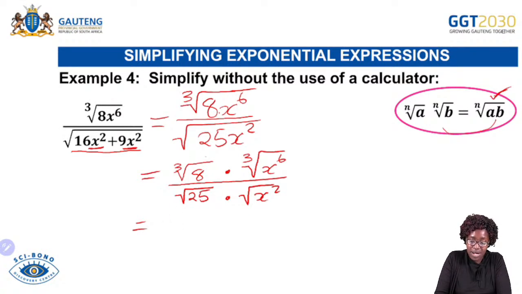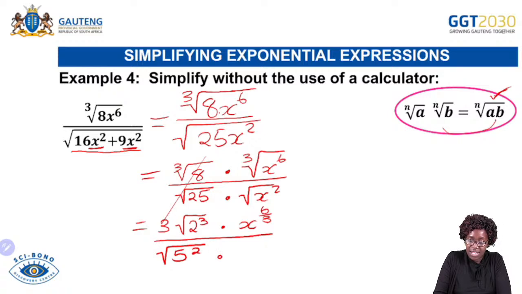Where did the 2 come from? Our rule again, which said the cube root of 2 raised to the power of 3. I'm now going to change, remember the law that we talked about there. If I have a cube root of something with a power, I am going to rewrite this as x raised to the power of 6 divided by 3. And then in the denominator, for the square root, I'll have the square root of what number multiplies itself? It's 5. And then here again, I'll change this to an exponent. This becomes x raised to the power of 2, and then this is divided by 2.